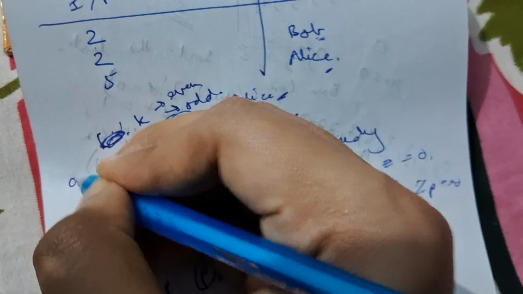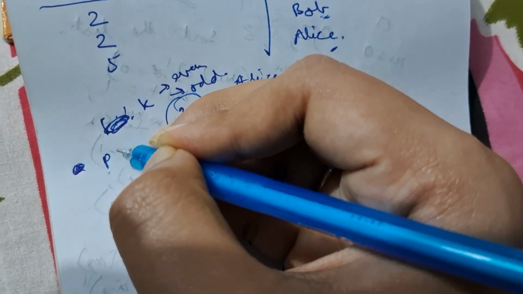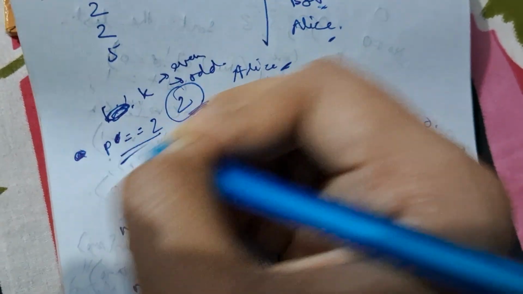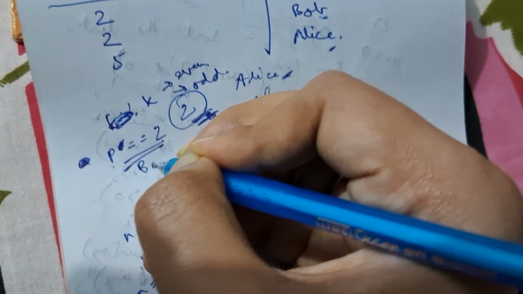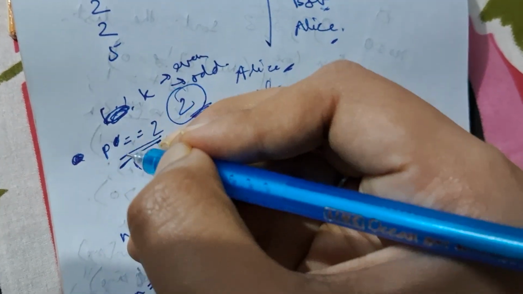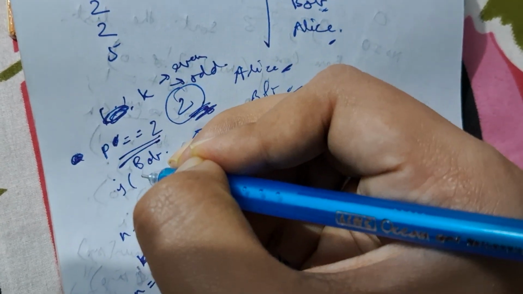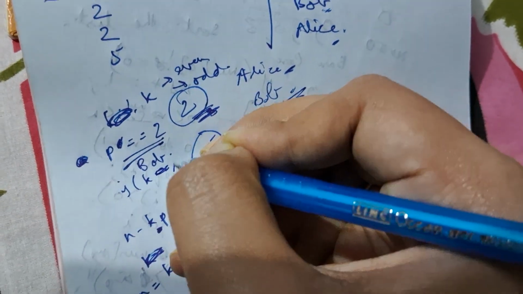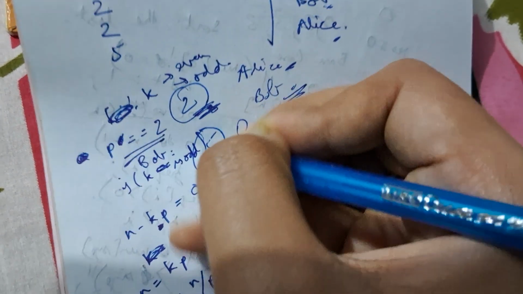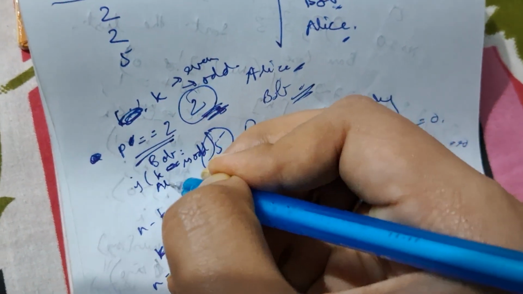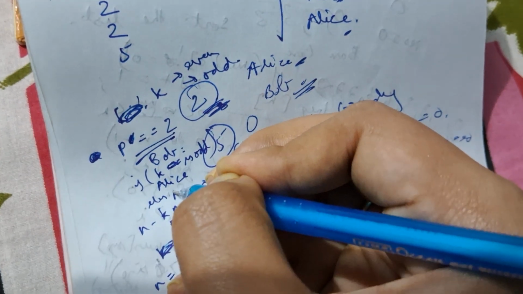So now let me divide the cases. That is, if p is equal to 2, Bob is the answer. Else, if this k is odd, then the answer is Alice, else the answer is Bob.